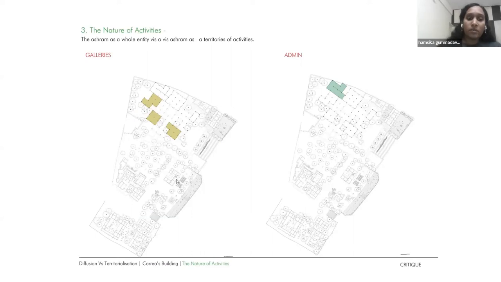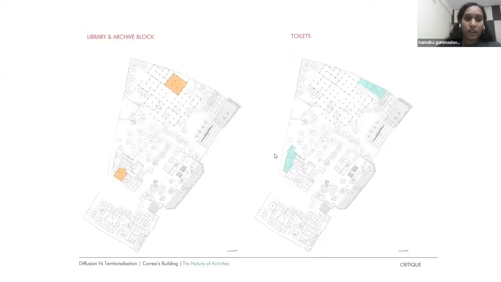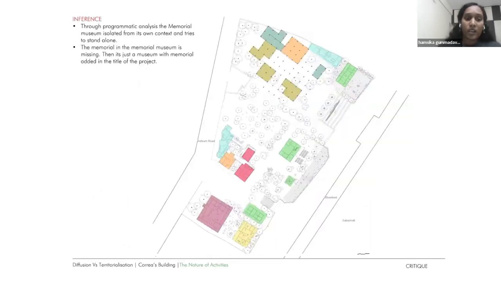And admin located in one corner does not make functional feasibility with the context. Library block and archives building located very far from each other does not make sense because of their close programmatic relationships. And toilets just remained as functional amenities and missed the opportunity of being social infrastructure. The programs in the museum are isolated from its own context and try to stand alone. And because of museumification, the activities that held the ashram alive are dead. Hence, it makes it a place of frozen history.